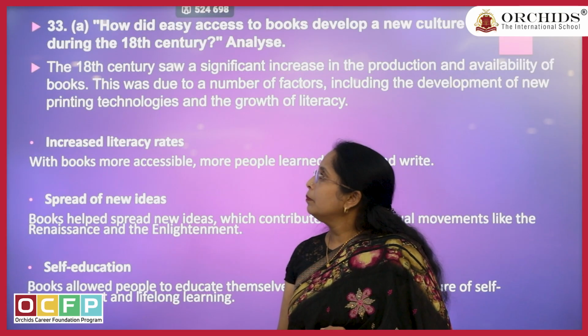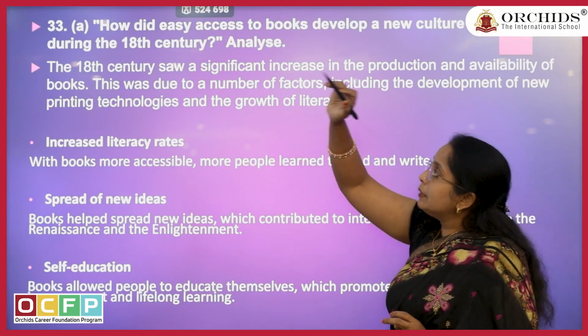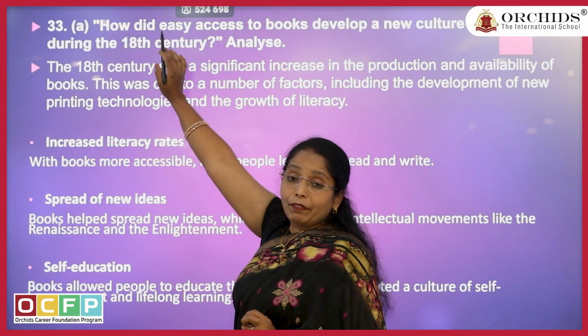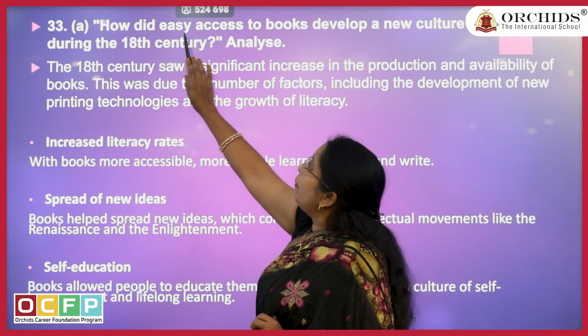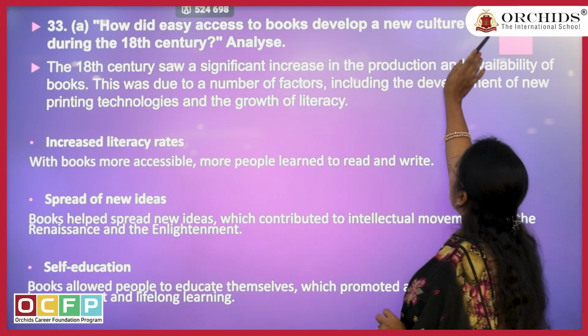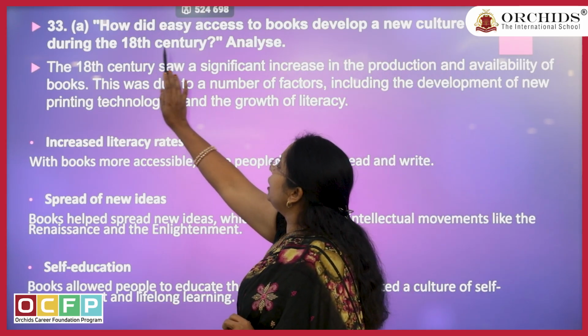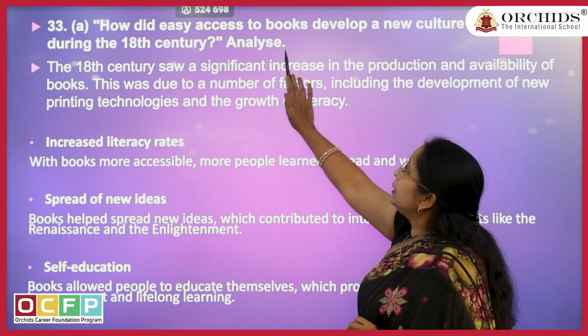Okay, now see children, students, please look here. This is 33A, where we have double inverted commas which show: how did easy access to books develop a new culture of reading during the 18th century? Analyze. See, what is the book culture?